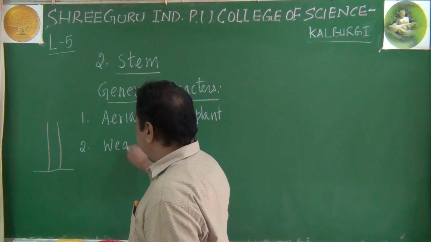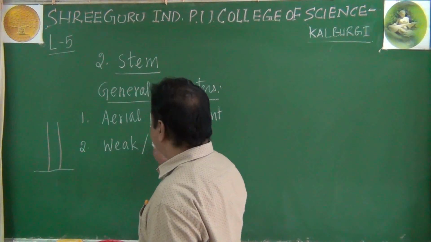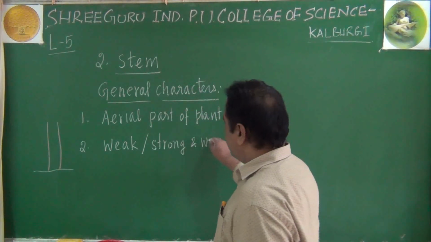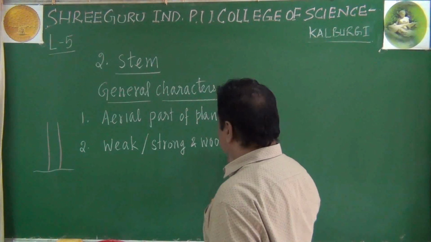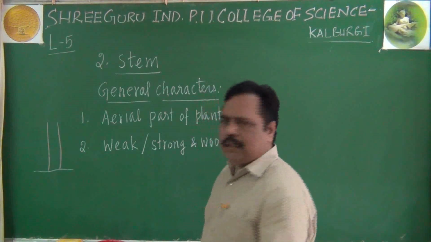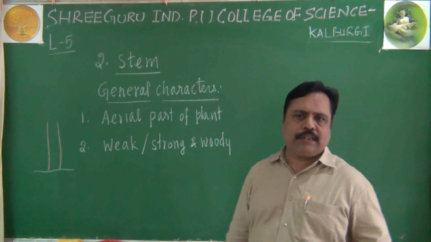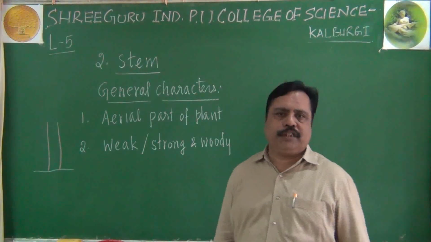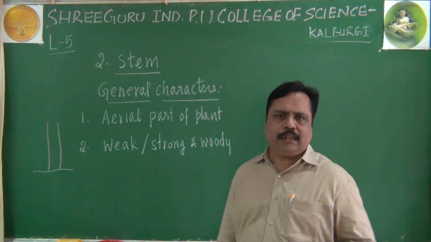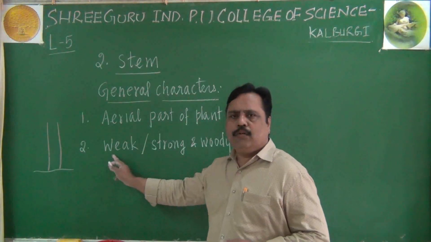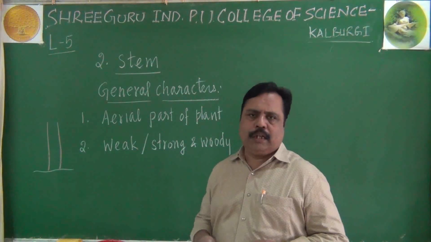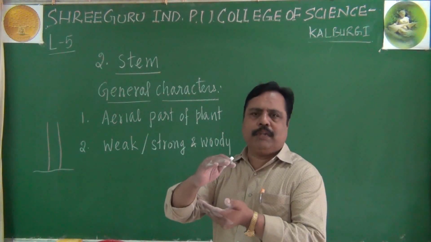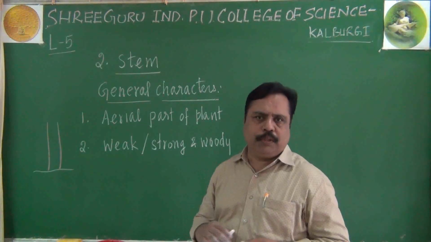Either it may be a weak stem or it may be a strong and woody stem. It may be a weak stem, as in the case of pumpkin and other plants like grape vine, and including jasmine plant. They do not have a very woody strong stem. They do not grow like a tree. They will either become herbaceous plants or shrubs.